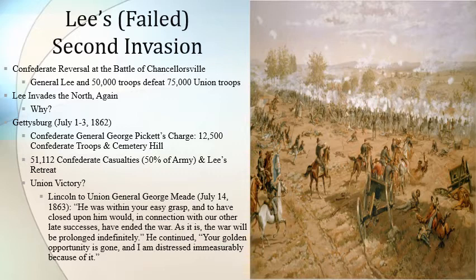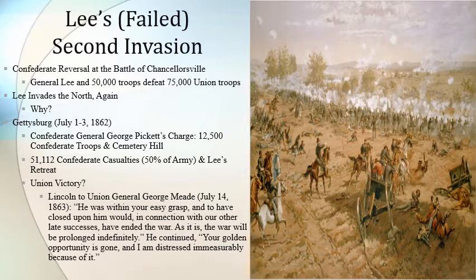But following this stunning victory, Lee would decide that he needed to go all the way to the end zone, if you will. He believed that such a strategy would allow the Confederates to do several things. First of all, gather more supplies. Secondly, inflame further anti-war protests in the North.